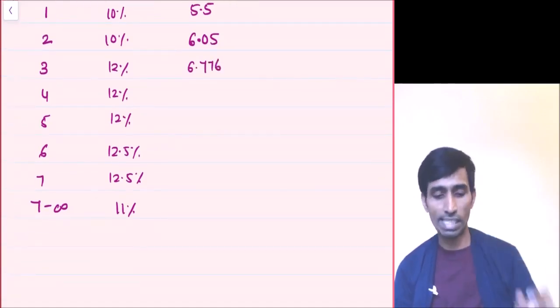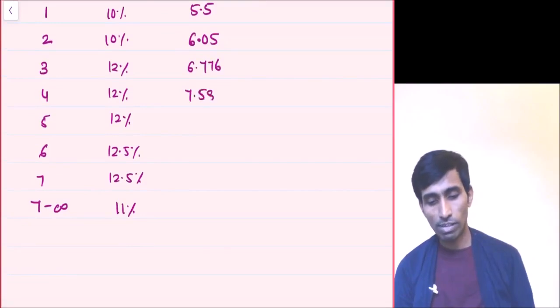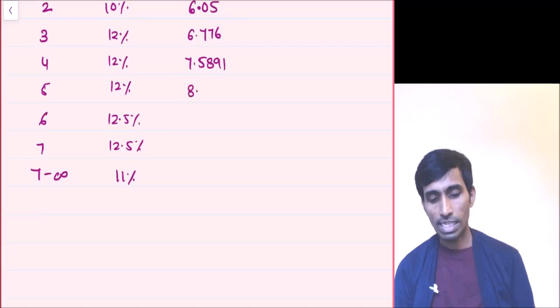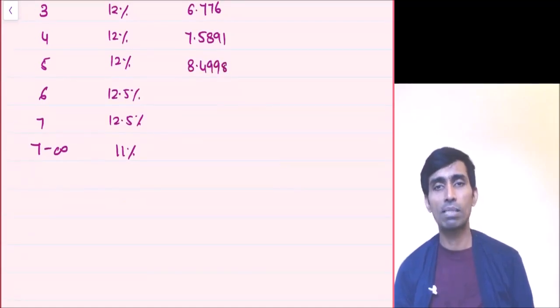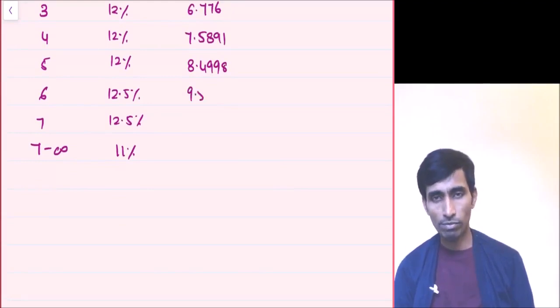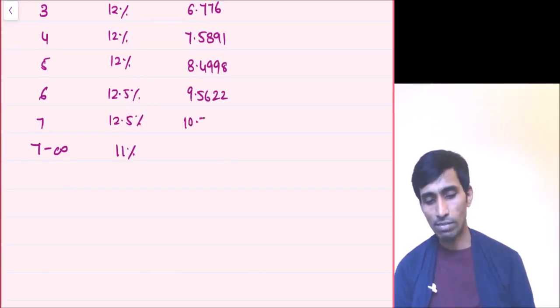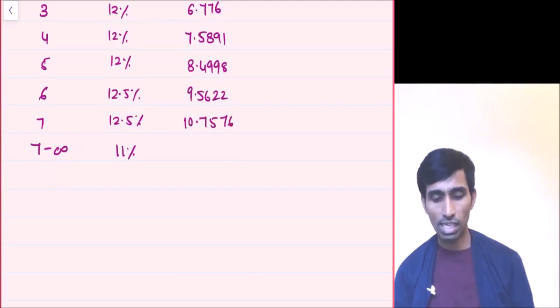6.776 plus 12% is 7.5891. Plus 12% is 8.4998. Plus 12.5% is 9.5622. Plus 12.5% is 10.7576. Plus 11%, I will have to calculate.